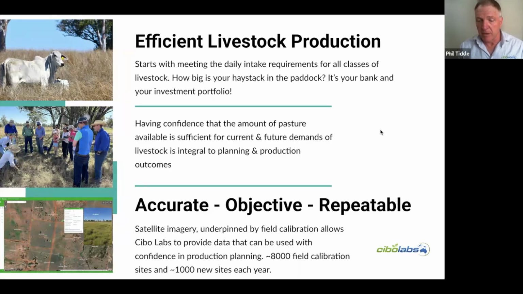Our pasture feed system, we've got something in the order of 8,000 field sites now. It doesn't happen by magic; it happens by calibration on the ground, and so we're reliant on working with producers to tune the model over time and improve the model over time. So there's a lot going on in the satellite imagery, and it's really underpinned by lots of ground calibration and working with producers to make sure that it's achieving what they need on the ground.